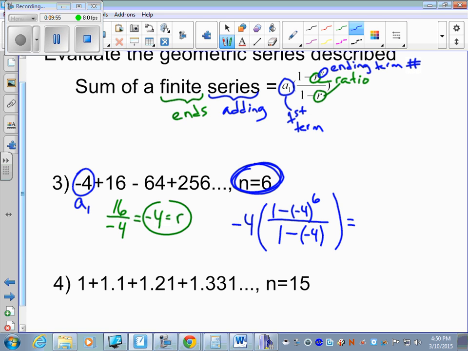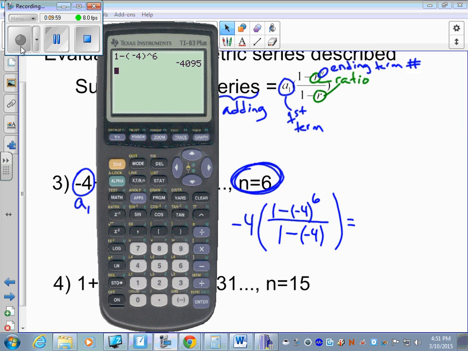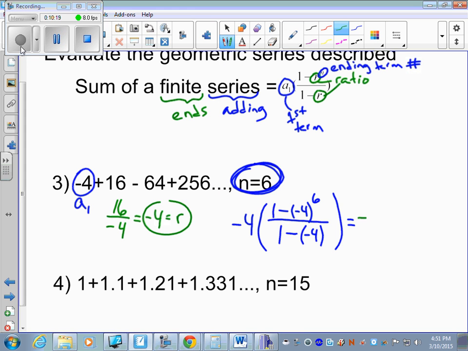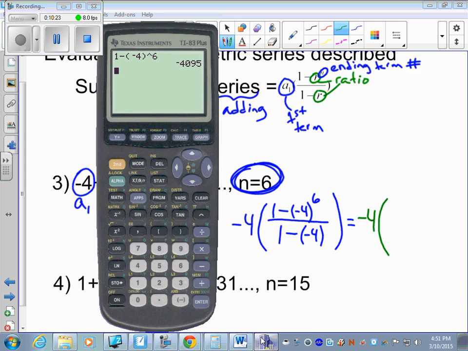So put this into the calculator. I'm not going to put the whole thing in because it's a lot of parentheses and you can mess things up. So I'm just going to do the numerator first. So 1 minus (-4) raised to the 6th power. I have to put the -4 in parentheses because that's the only thing that's getting raised to the 6th power. So our numerator is -4,095.